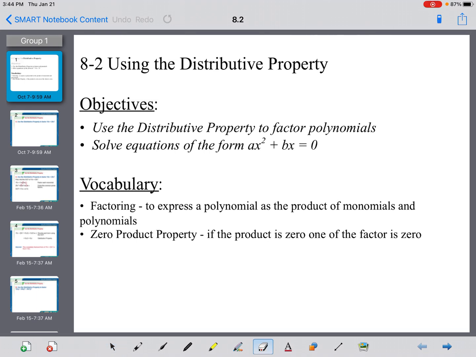Welcome to section 8.2, and we're going to be talking about using the distributive property. What are we going to use it for? To factor polynomials. That's what we're doing here. We're also going to do some sneaky equation solving here.